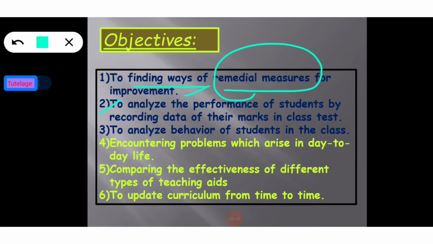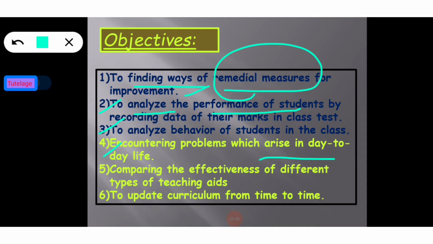Now the second point: it helps to analyze the performance of students by recording their data or their marks in a class test. Now the third point: research helps to analyze students' behavior in the class. Moving on to the fourth one: encountering problems which arise in day-to-day life. So it helps to encounter day-to-day arising problems.